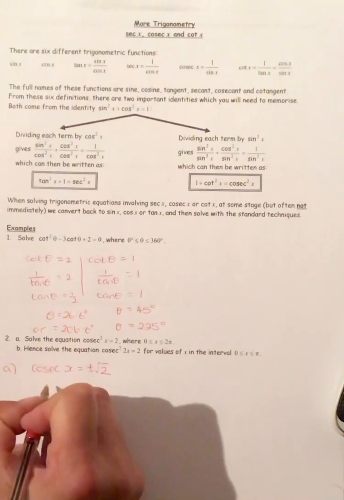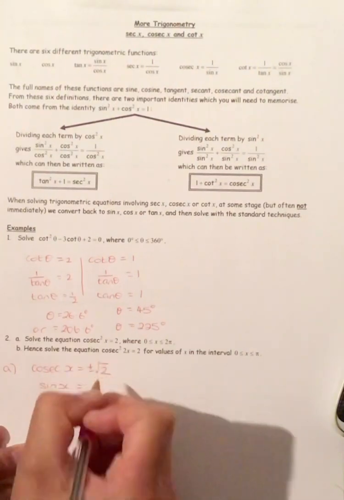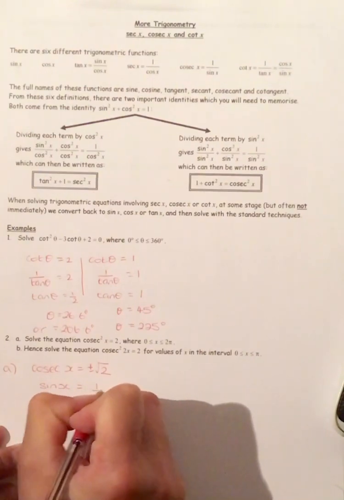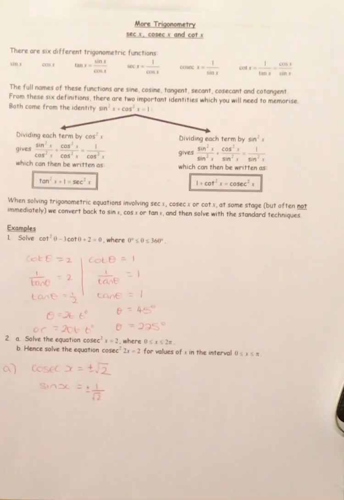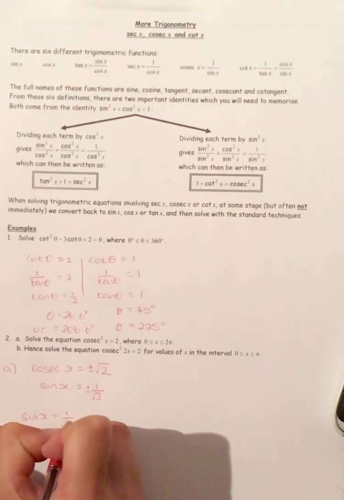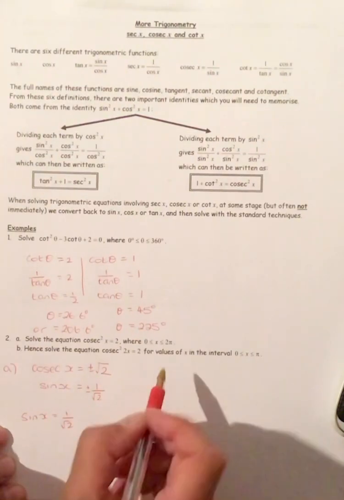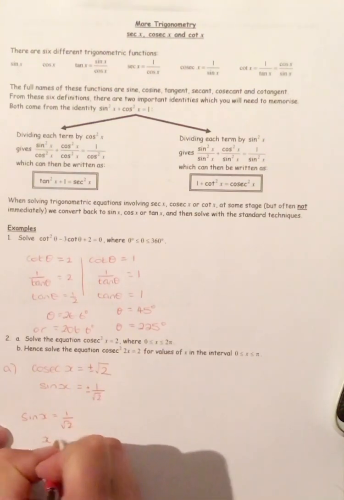Cosec x is 1 over sine x, so that means that sine x is the reciprocal of this. So 1 over plus or minus root 2. Now, 1 over root 2 is one of the values that we should know. And it's 45 degrees, except this time we should be working in radians. So it's pi over 4.